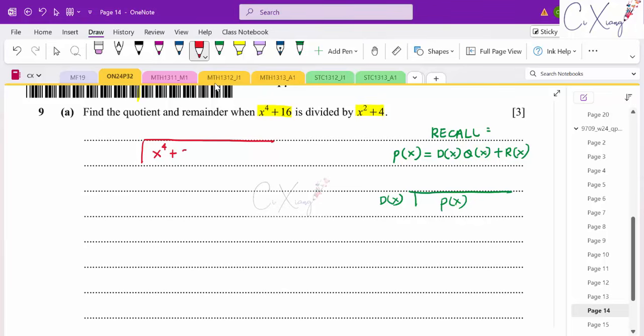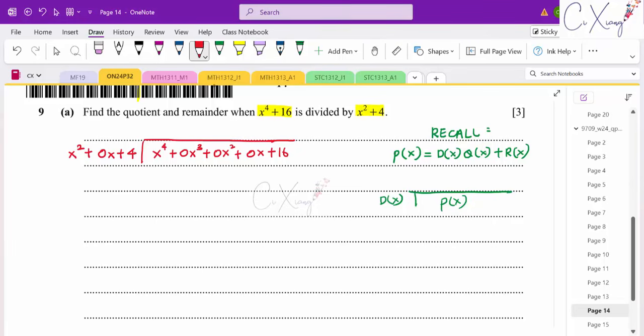Usually I'm worried that I will make some careless mistakes, so for all the terms that are missing in the polynomial, I just put them as coefficient 0. So I have 0x cubed, 0x squared, 0x, then plus 16. Same thing for the divisor: I write x squared, and there's no term in x, so I just put 0x, then plus 4.